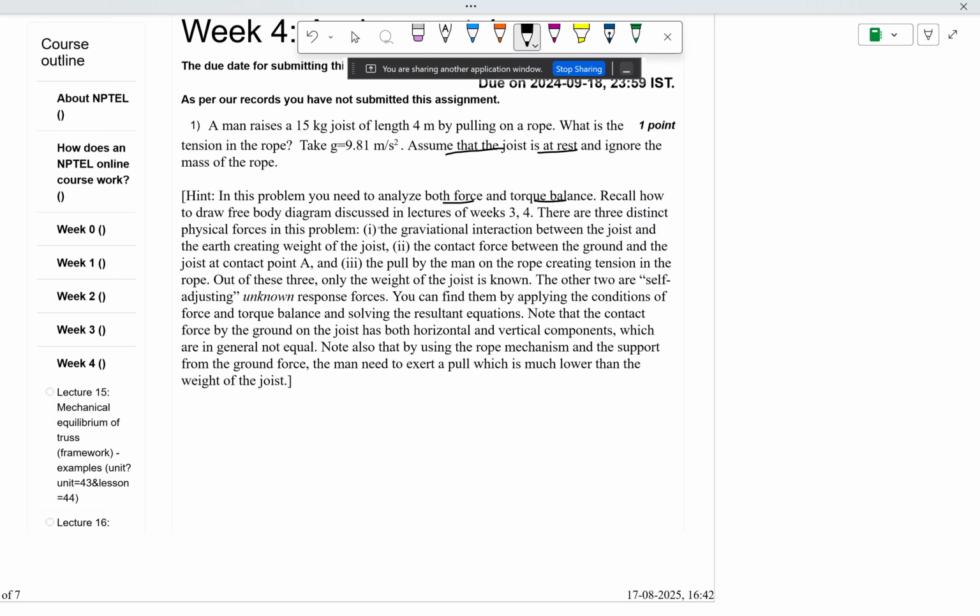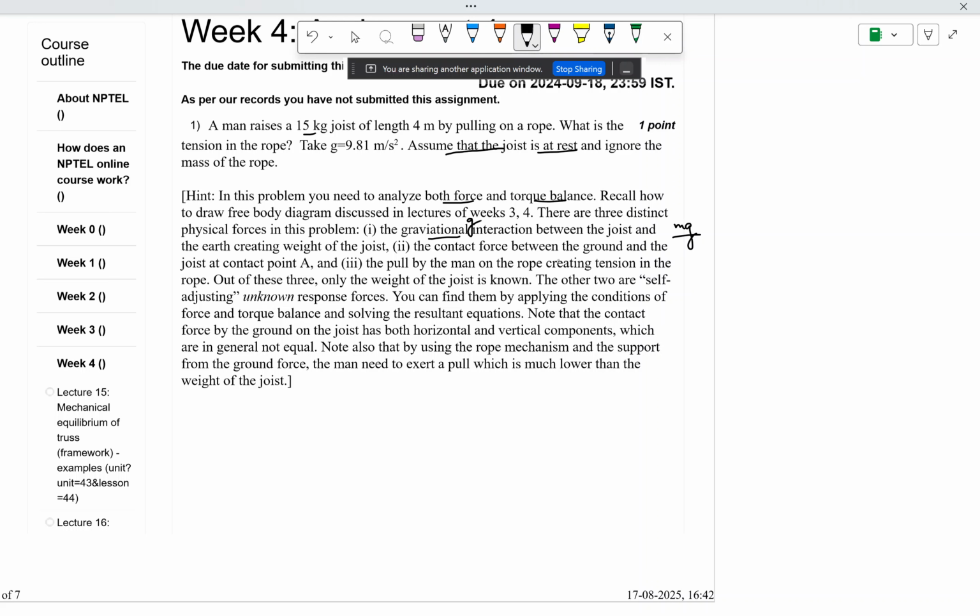And then there are three distinct physical forces in this problem. They have clearly mentioned that the only required forces are three, which are: number one, the gravitational interaction between the joist and the earth, creating the weight of the joist. Because that joist has a mass of 15 kg and there is a gravitational acceleration g, that will produce some weight, which is basically m times g, mass times gravitational acceleration, which is the weight of the joist that is acting on the earth, right?